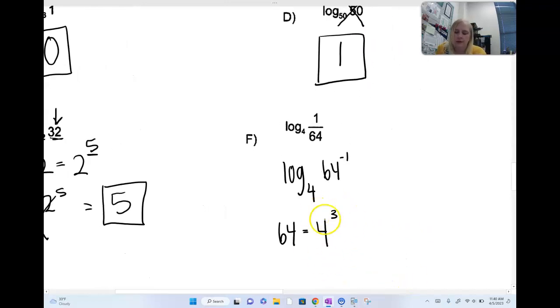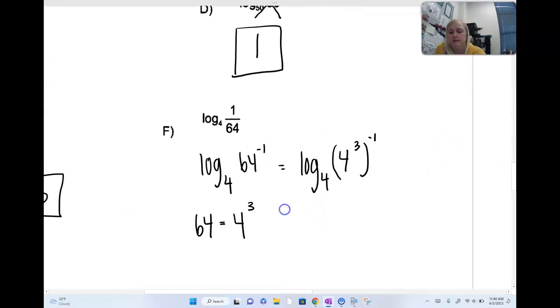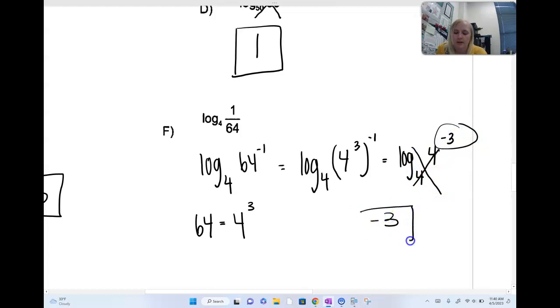All right, 4 to the 3rd. So that's going to be log base 4 of 4 to the 3rd. And then if we have an exponent that's already there, you're going to multiply it. It's that power to a power property. So log base 4 of 4 to the negative 3. Now, those 4's cancel each other out, and we're left with just that negative 3.